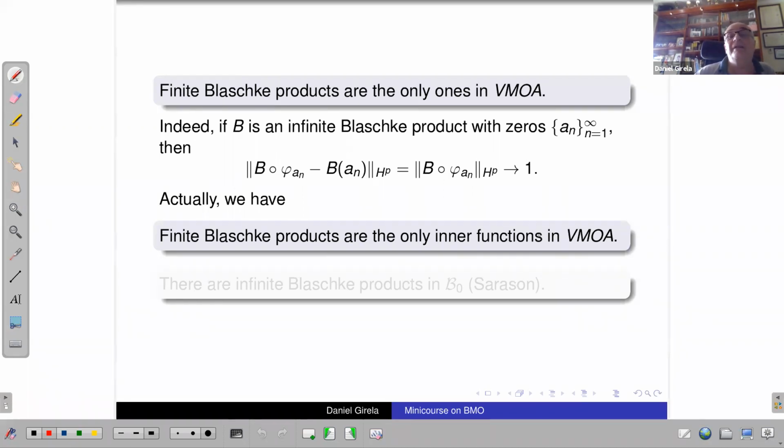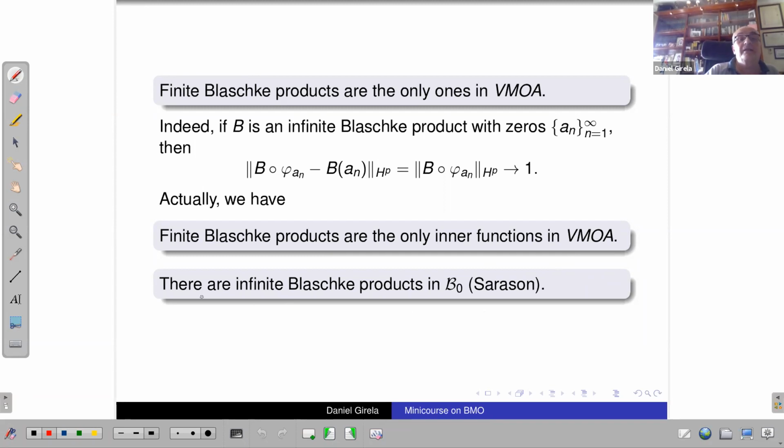Anyway, there is some difference. I said that VMOA and the little Bloch space play a similar role. The relation between Bloch and the little Bloch space and BMOA and VMOA are very closely related, but I should remark that this result for the little Bloch space is not true. Actually, it's a famous result of Sarason that there are infinite Blaschke products in the little Bloch space. So here we have a difference, while in VMOA we don't have any infinite Blaschke products.